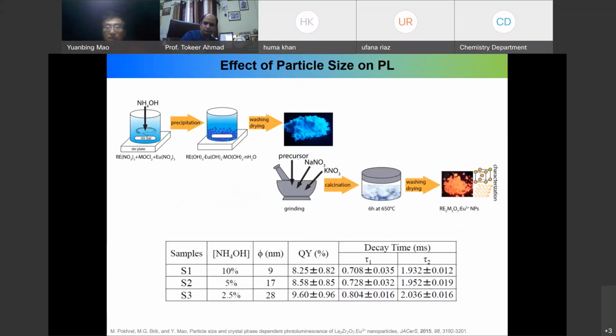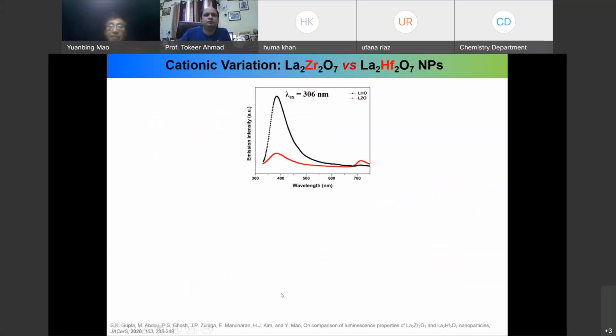And this is something I discussed earlier a couple of times, right? We developed this molten salt synthesis combined with a post-precipitation process. We are able to make this type of pyrochlore nanoparticles. And here we show that we can tune the nanoparticle sizes, and that affects the quantum yield and also the decay time, right? So this is one thing I mentioned, how to tune the luminescence spectrum by particle size.